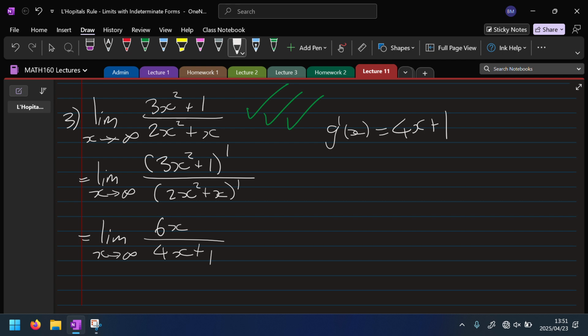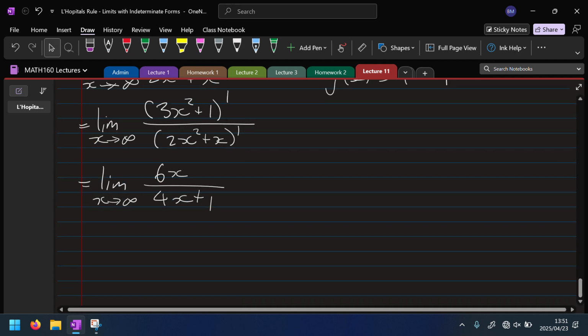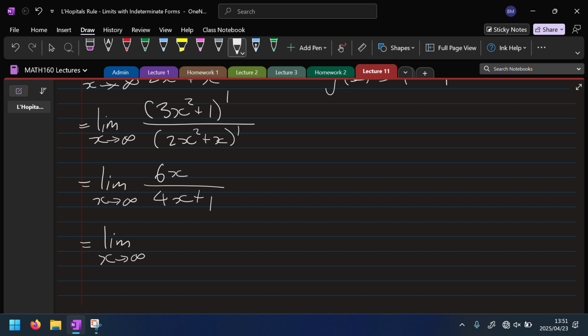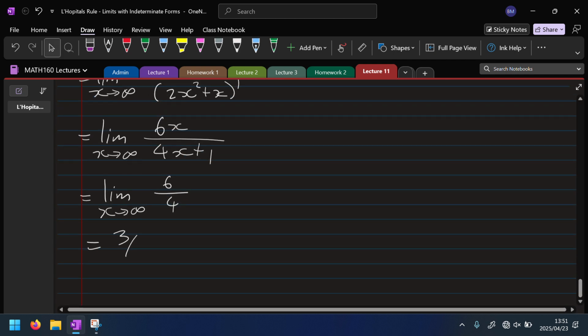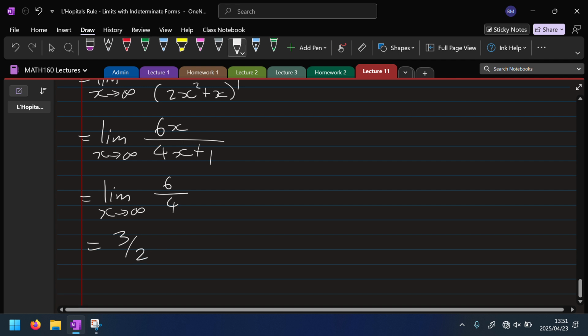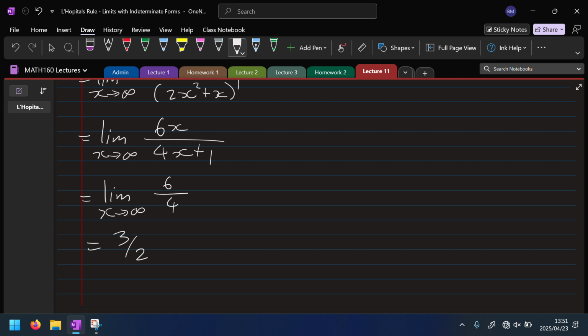You can go through the checklist. The top is infinite, the bottom is infinite, check. Top is differentiable, bottom is differentiable, check. Okay, the bottom is non-zero when you take the derivative, check. We can use L'Hopital's rule again. So this is going to be the limit as x goes to infinity. The derivative of the top, that will be a 6. Derivative of the bottom, it's a 4. So that will be 6 over 4, or you can write it 3 over 2. Okay, so you can do it like that. So L'Hopital's rule gives us 3 over 2.